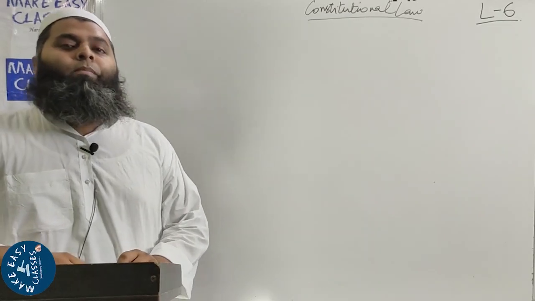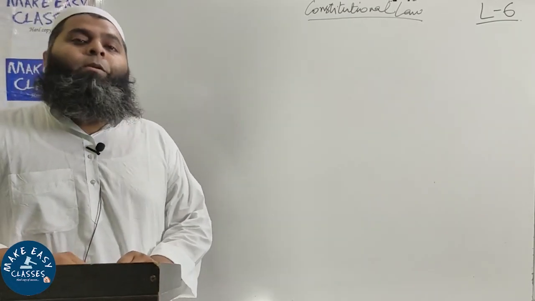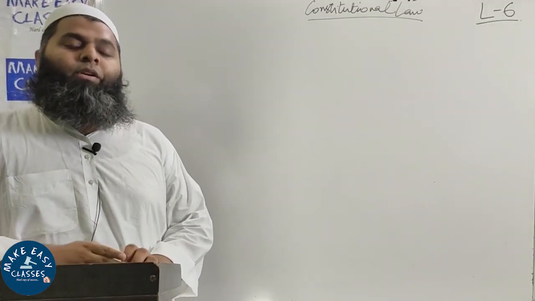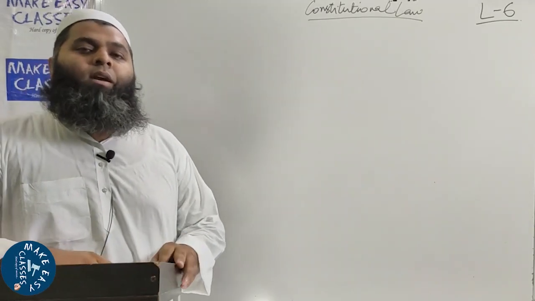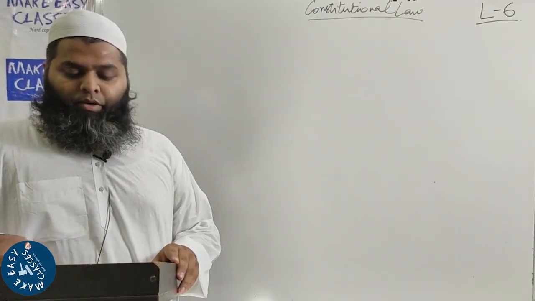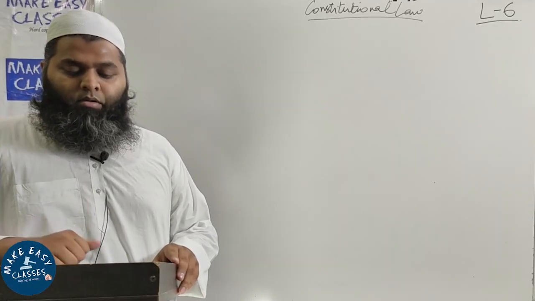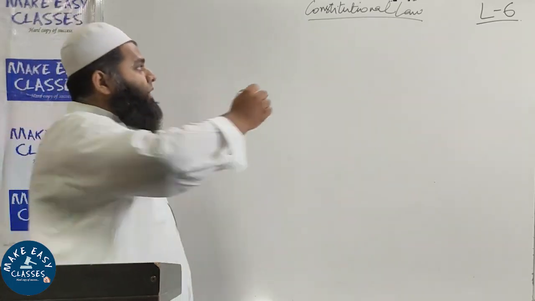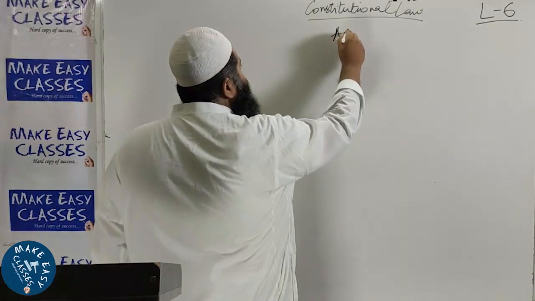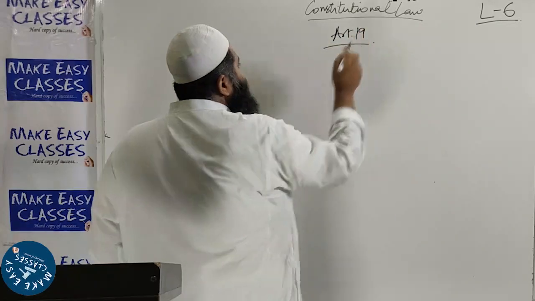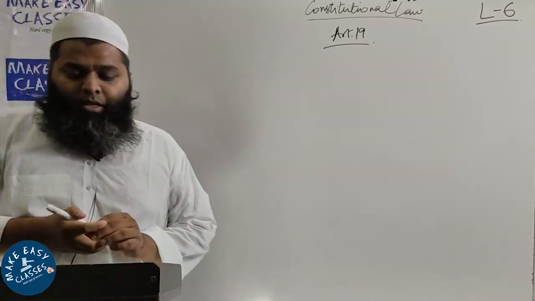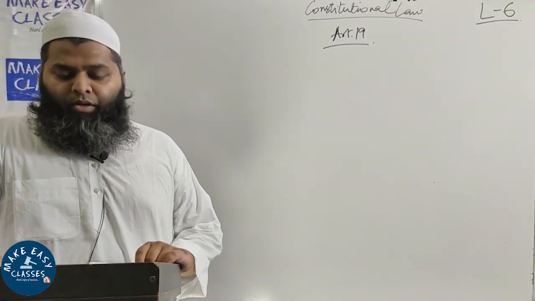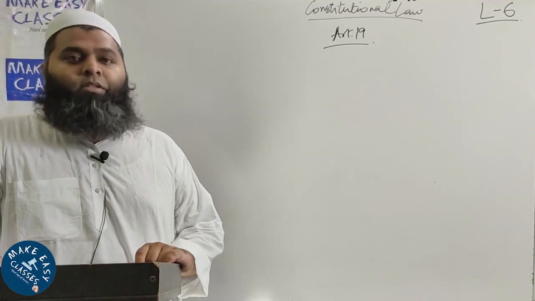In the last lectures we have dealt with the equality principle from article 14 to 18, and in the last lecture we completed till article 18. Now today we will be starting with article 19, which is also known as right to freedom. So today we will be dealing with article 19. What does article 19 provide? It provides for the protection of certain rights regarding freedom of speech.